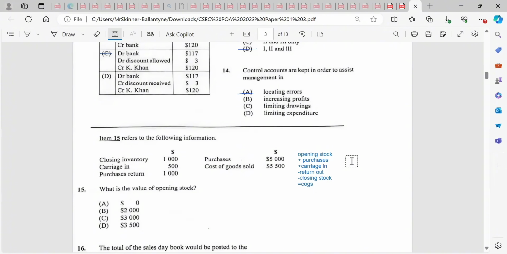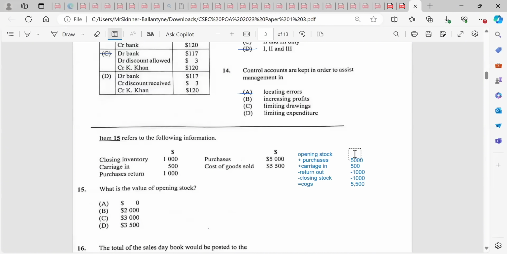So I got 2,000, sir. All right, let's see. Purchases is 5,000. Carriage inwards is 500. Return outwards, or purchases returns, is 1,000. And our closing stock is 1,000. The answer we get when we do all that calculation is 5,500. So opening stock, add 5,000, add 500, less 1,000, less 1,000 equals 5,500.